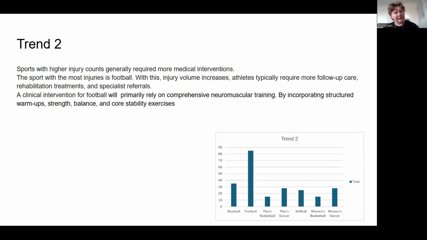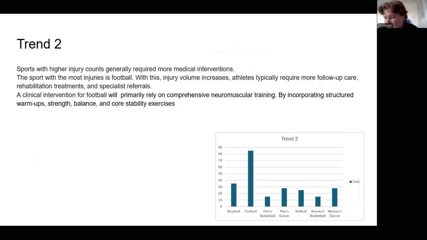The clinical intervention that I discovered to reduce those injury counts within football, and therefore lead to less medical intervention, would be relying on comprehensive neuromuscular training. This can include incorporating warm-ups, strength and balance, and core stability exercises, all within a structure to help reduce those injury numbers as well.